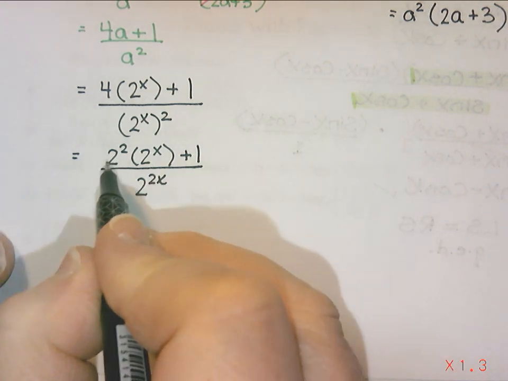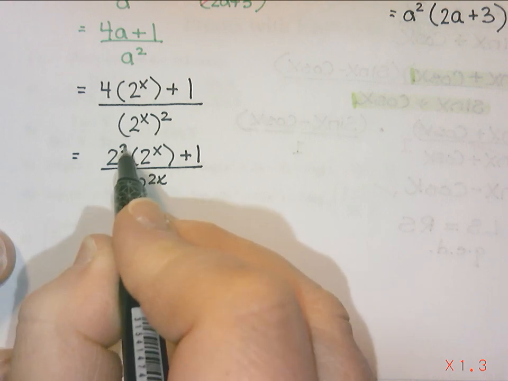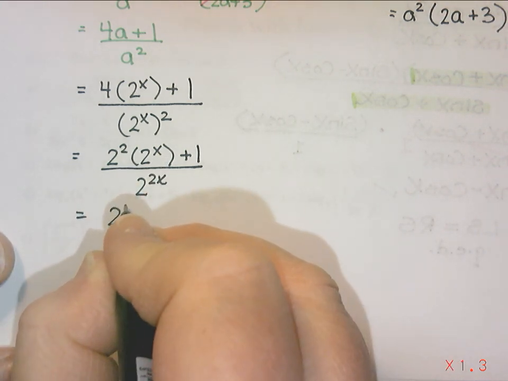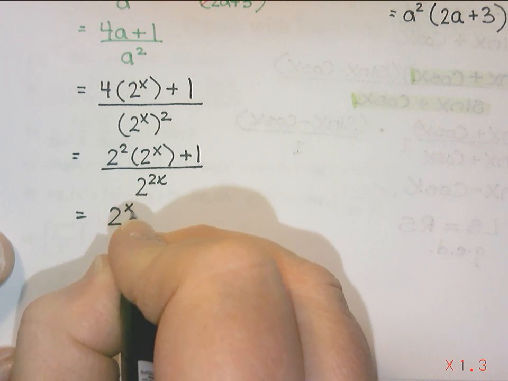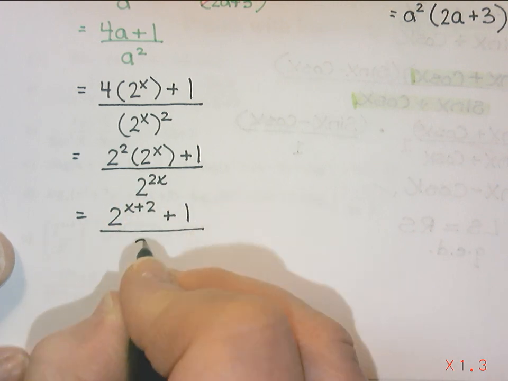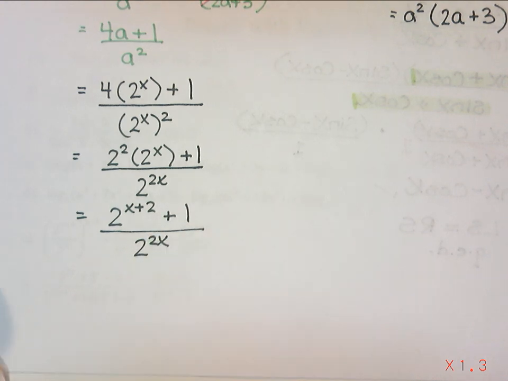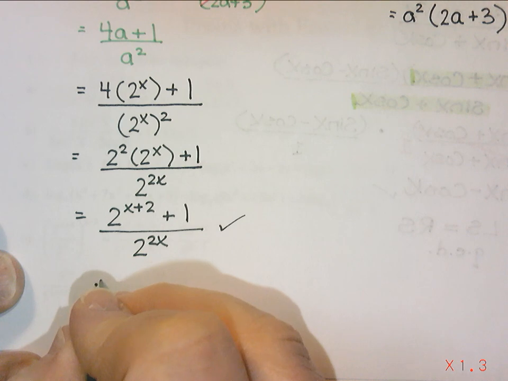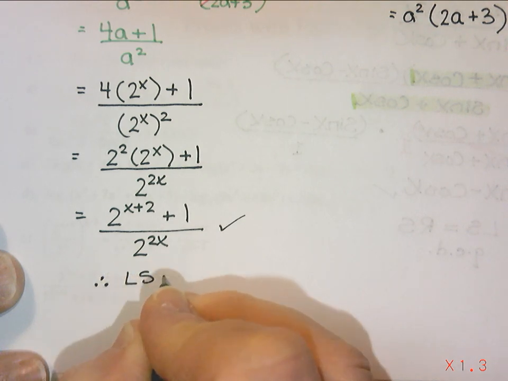And then when we are multiplying two powers together with the same base, I can add those exponents together, and that's going to give me 2 to the power of 2 plus x, or x plus 2. And then plus 1 divided by 2 to the power of 2x, which is what's on the other side. So left side equals right side.